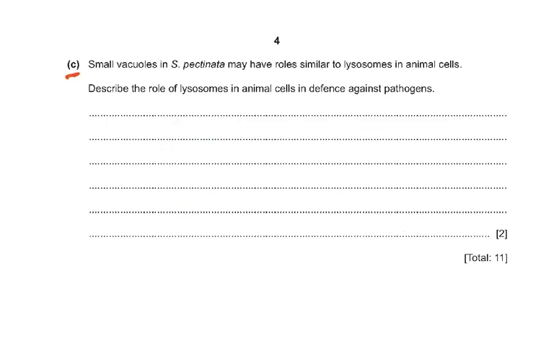Then coming to the C part, small vacuoles in S. pectinata may have roles similar to lysosomes in animal cells. Describe the role of lysosomes in animal cells in defense against pathogens. Very simple. Formation of phagolysosomes, digestion of the pathogen, or you can say the bacteria or the microorganism. Then what are the enzymes required? You need enzymes like proteases, lipase, carbohydrases, nuclease, or a lysozyme.